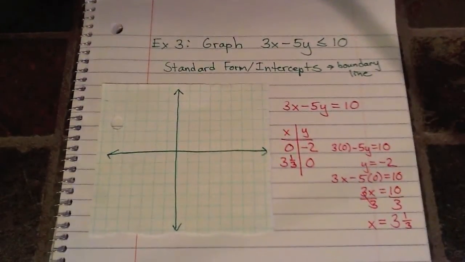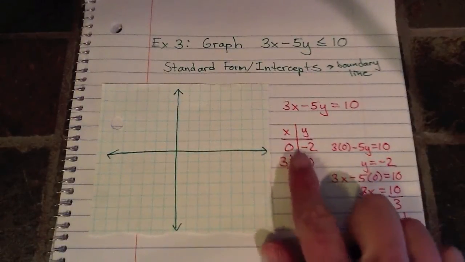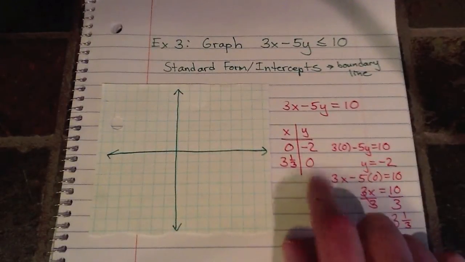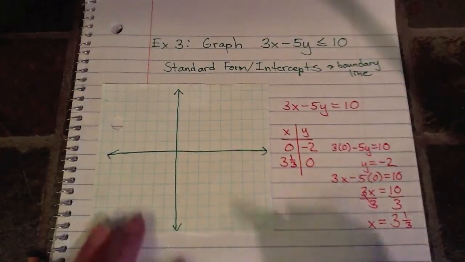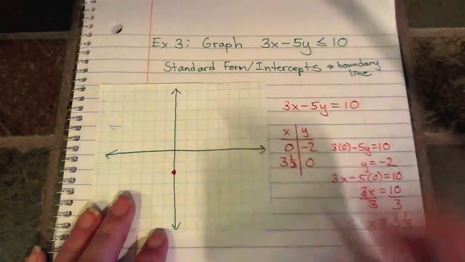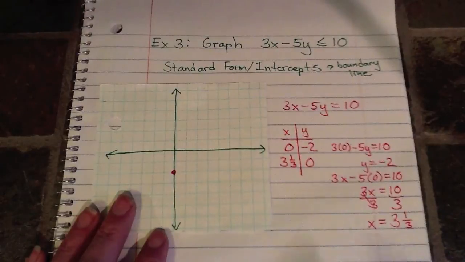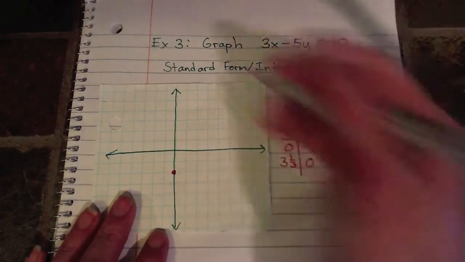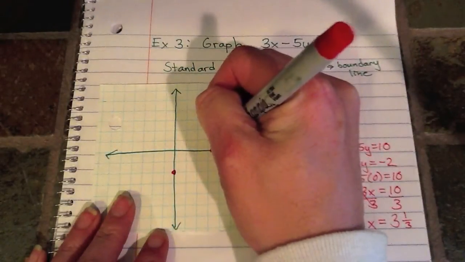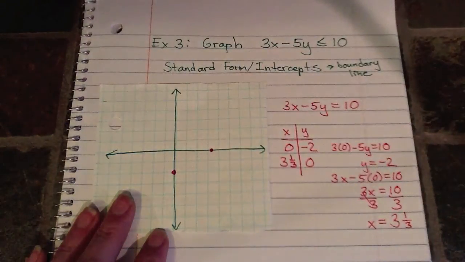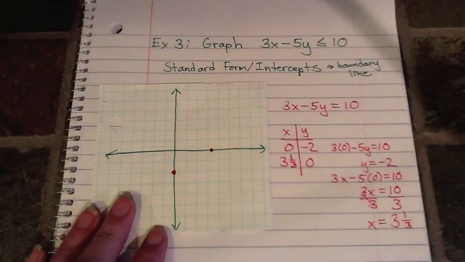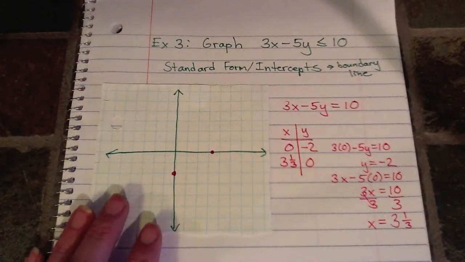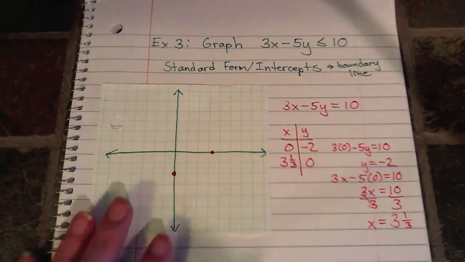Now you graph the 2 points that you got, so they should be your 2 intercepts. 0, -2 is 1 point, and 3 1/3 and 0 is your second point. So over 0 down 2 is my y-intercept. Over 3 1/3 up 0, about there, would be my x-intercept. I'm going to have a solid line because it was or equal to. Be careful, that gets me all the time also. Go ahead and plot those points and draw in your solid line.